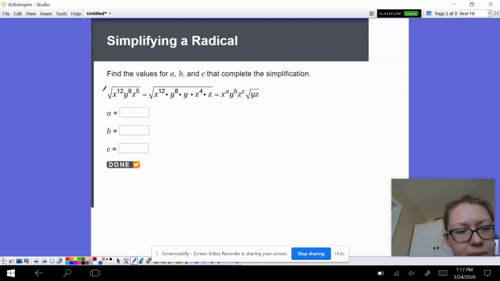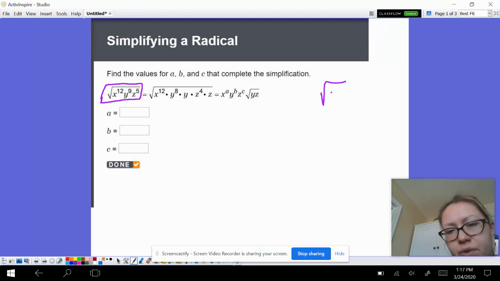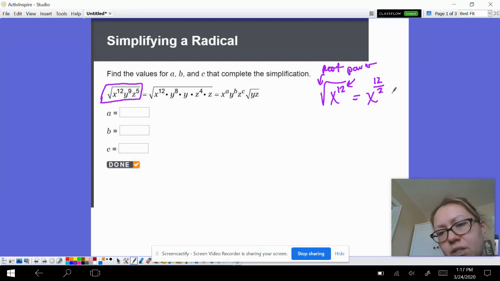So the problem is to simplify this, right? And they broke it up for you. And what they did is they broke it up in even powers because this is a square root. Okay, so like if I have just the square root of x to the 12th, when we did that, I had you write that as x to the 12 over 2 power, right? Because this is the power and this is the root. So if it's a square root, the denominator would be 2. So that would make that x to the 6th, right?